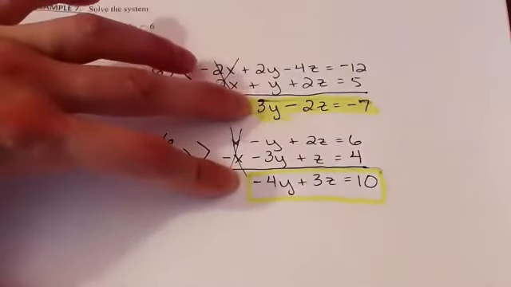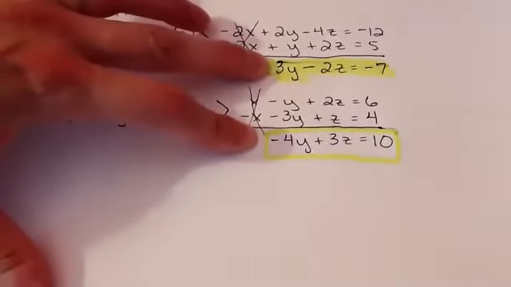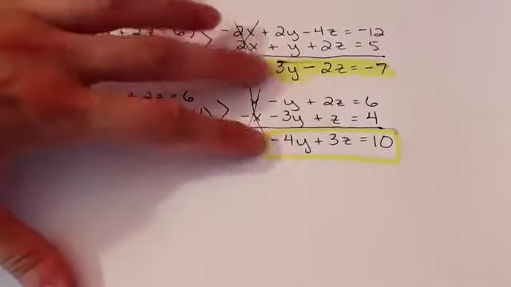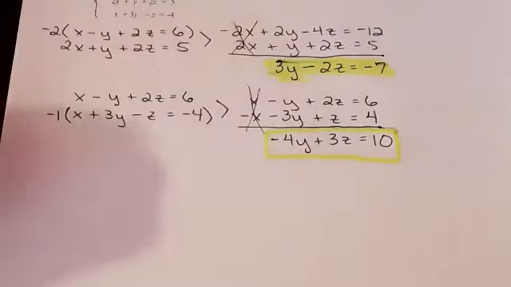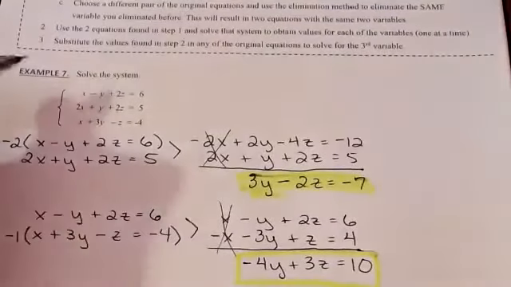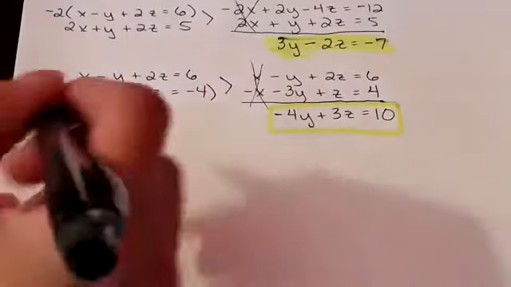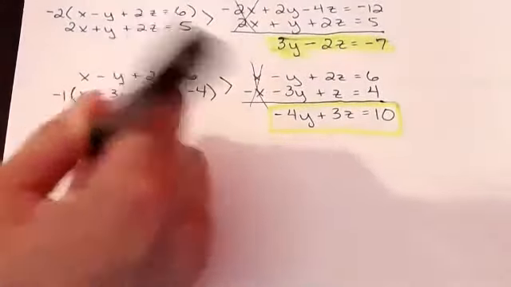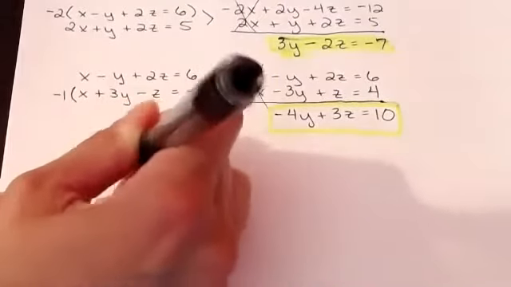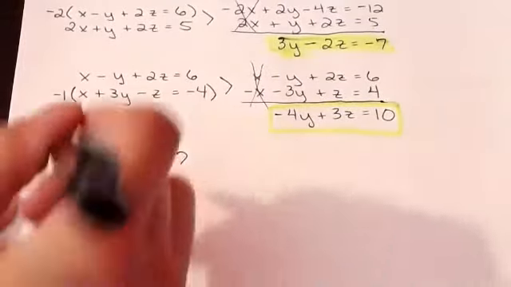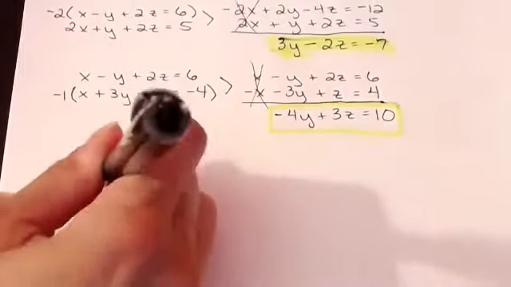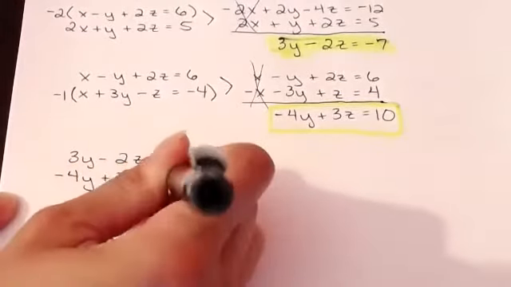Take these 2 equations and stack them because this is our new system. So we went from 3 equations, 1, 2, 3, to 2 equations. So let's write those together. 3y minus 2z is equal to negative 7. Negative 4y plus 3z is equal to 10.